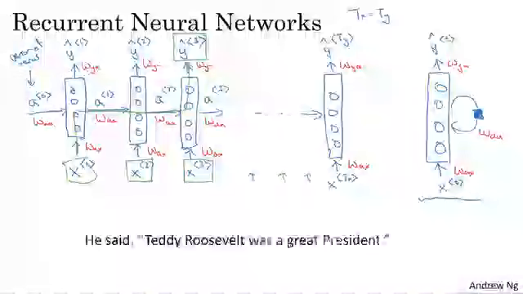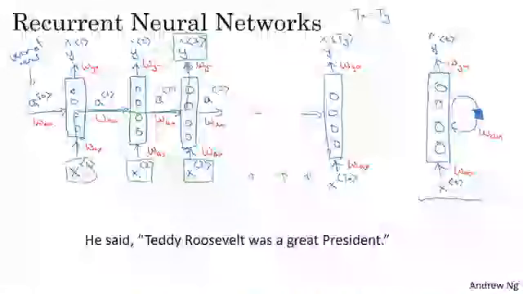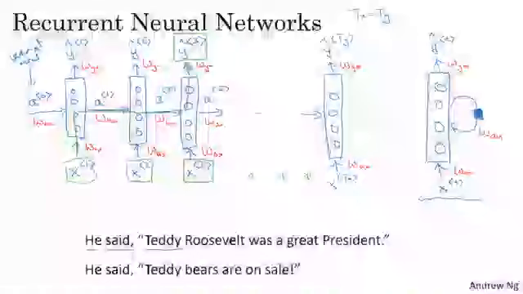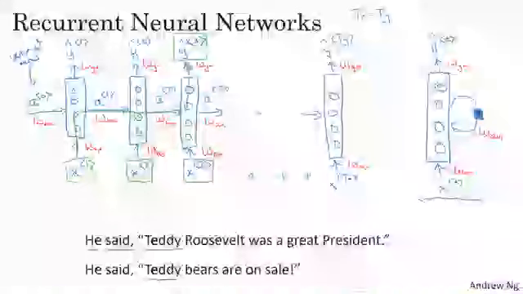if you're given a sentence, "He said Teddy Roosevelt was a great president," in order to decide whether or not the word Teddy is part of a person's name, it'd be really useful to know not just information from the first two words, but to know information from the later words in the sentence as well. Because the sentence could also have been, "He said teddy bears are on sale." And so, given just the first three words, it's not possible to know for sure whether the word Teddy is part of a person's name. In the first example, it is. In the second example, it's not. But you can't tell the difference if you look only at the first three words.